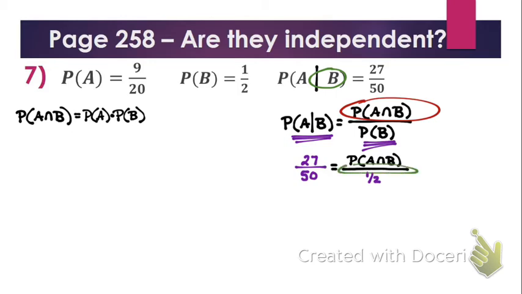Fractions mean what operation? Division. How do I undo division? With multiplication. So I'm going to multiply by 1/2 because I'm dividing by 1/2. And if you do it to one side, you have to do it to the other side. So my 1/2s will cancel each other out. That means I'm going to have the probability of A and B all by itself over here. And then I multiply fractions how? Straight across. So I end up with 27 over 100.